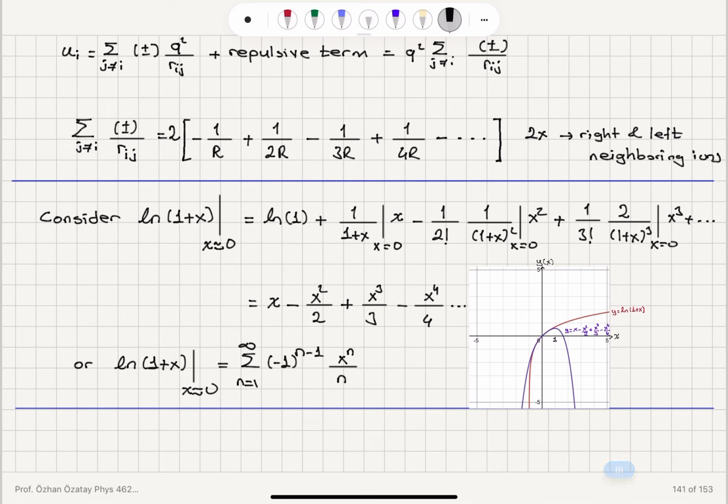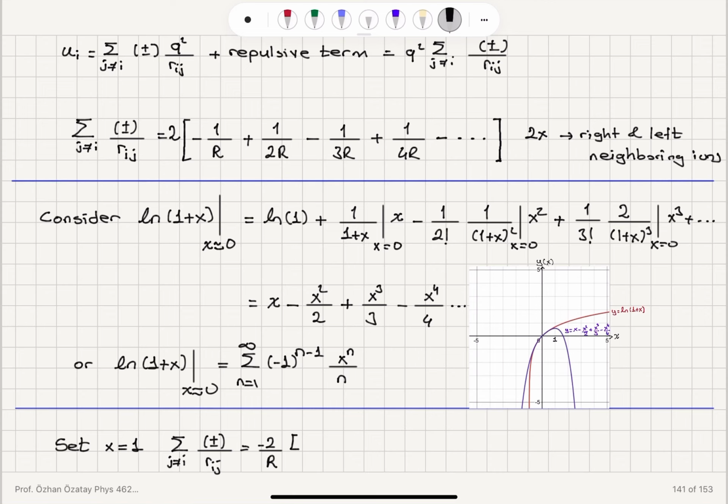So that means I can easily set x equal to 1, and that's close enough to x equals 0 for this approximation to hold, so that my summation over j not equal to i, plus or minus, divided by Rij, this term is, as you can see here, minus 2 over capital R.